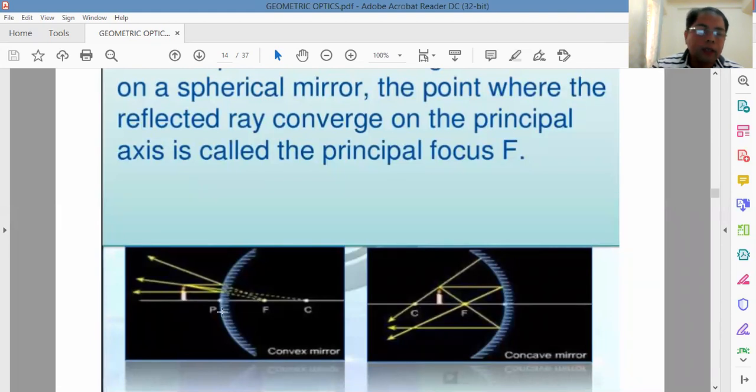Now another one is when you have an image here. So you can literally have a convex mirror. Again, the intersections of the reflected rays are the ones that allow us to picture out the location of the image.